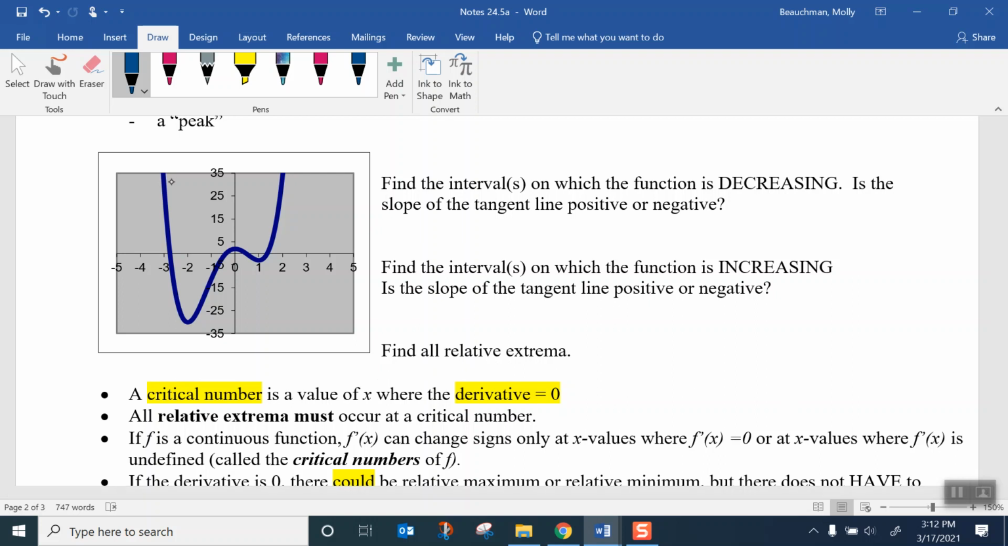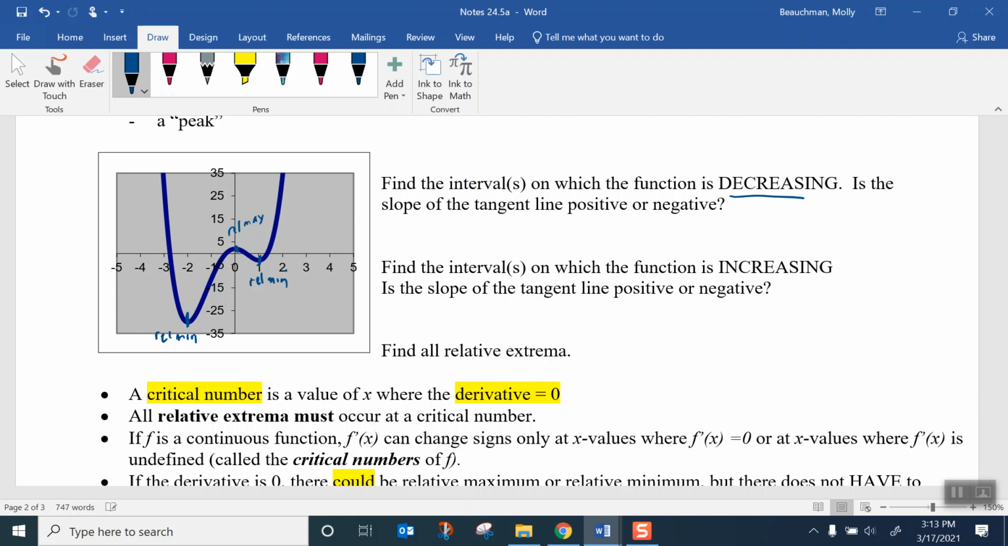If you're taking a look at the graph, the function is decreasing until it gets right here to x equals negative 2. Then we have a relative minimum. Then the function is increasing until we get to 0, and there's where we have a relative maximum. Decreasing again until the function gets to 1, that's a relative minimum, and then increasing again.